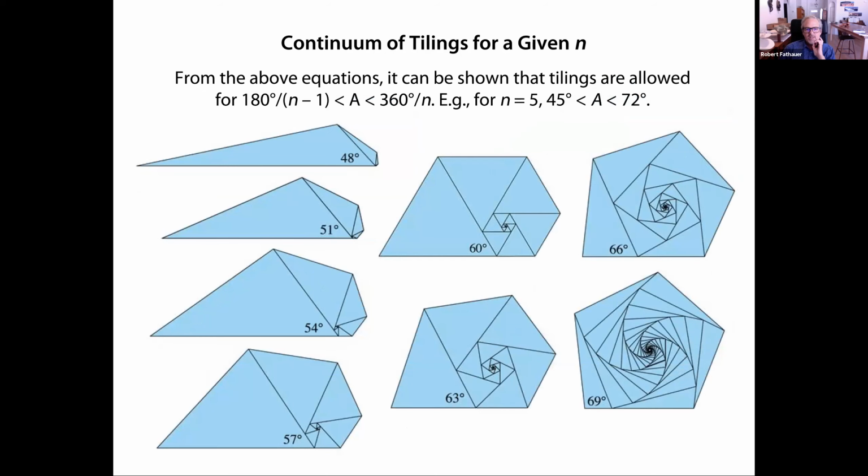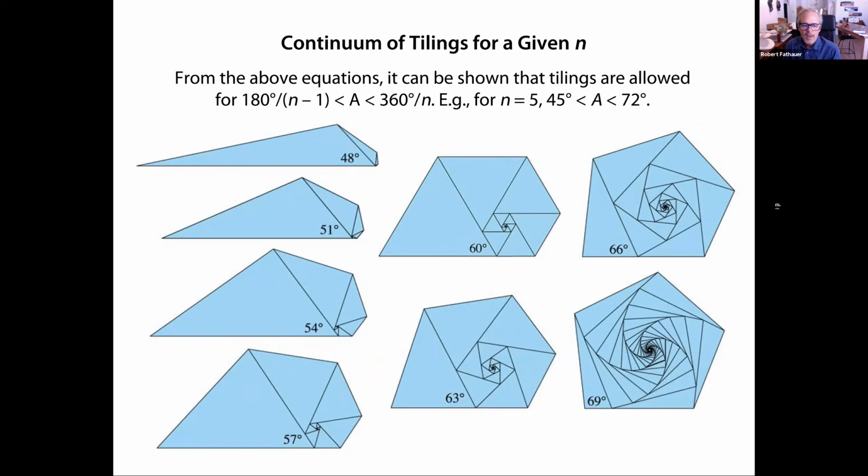So 90 degrees is not special, and really what I've shown so far implies there's a continuum of allowed tilings for any n. And if you look at the other earlier equations and play around with those, you can show that the angle A, we'll use that as the controlling angle, has to lie between 180 degrees over n minus 1 and 360 degrees over n. So for example, as shown here, n equals 5, A has to lie between 45 and 72.